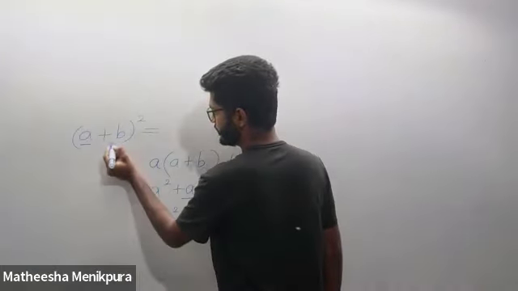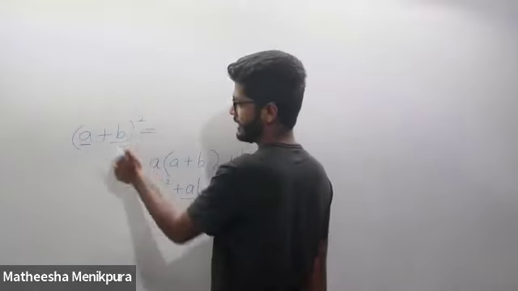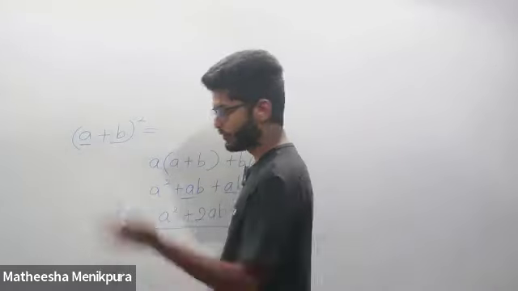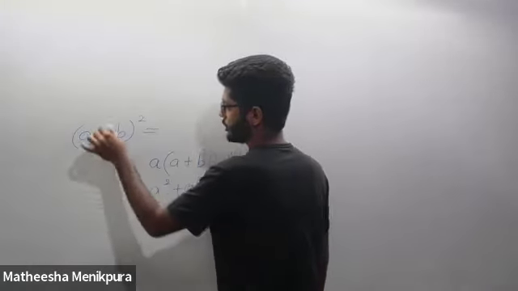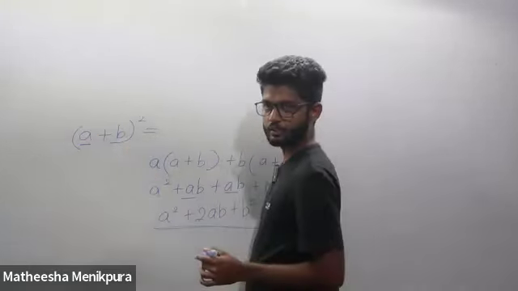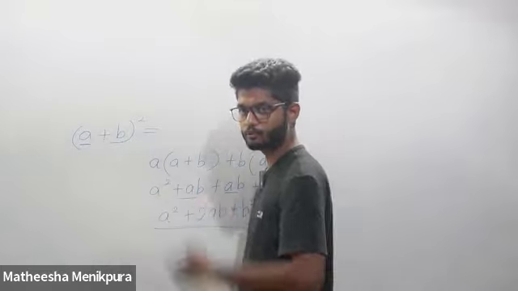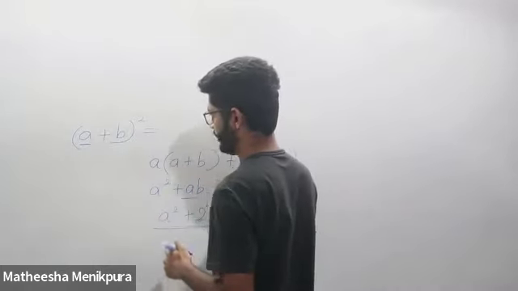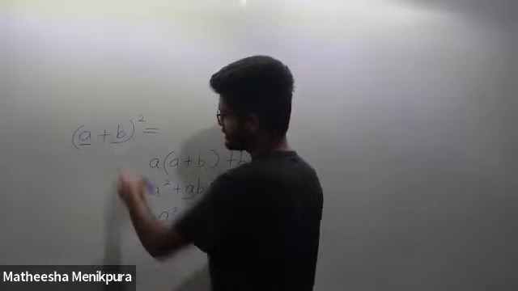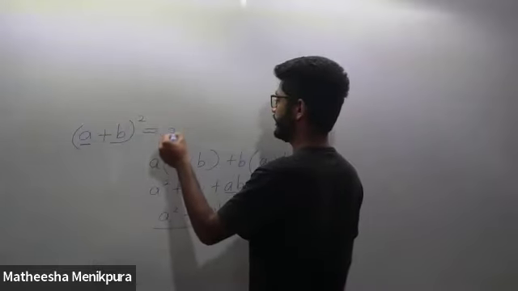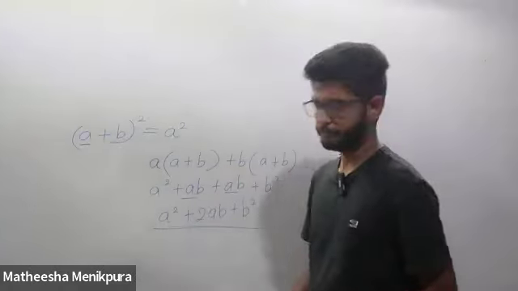Now this is the first term, this is the second term. In this binomial expression, we consider this one as the first term and this one as the second term. When expanding, take the first term and write the square of that term. The earlier method is also okay, but it takes more time. So the first term is a, and the square of that is a squared.